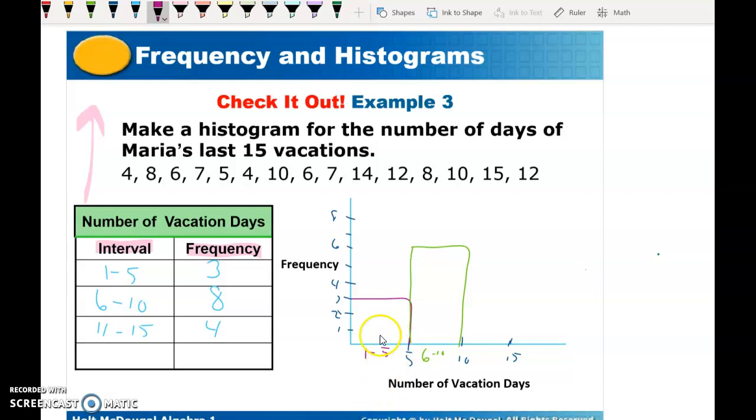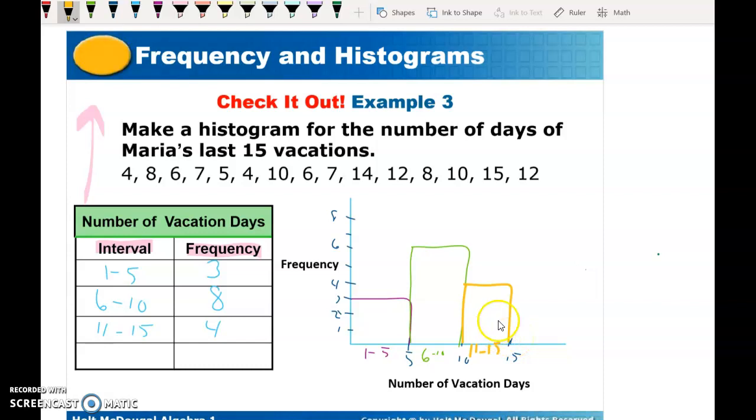Okay, last one, 11 to 15. So let's grab maybe the yellow one. 11 to 15 has a frequency of 4. So 4 is about here. And we'll draw our bar. And then our bar goes from 11 to 15.